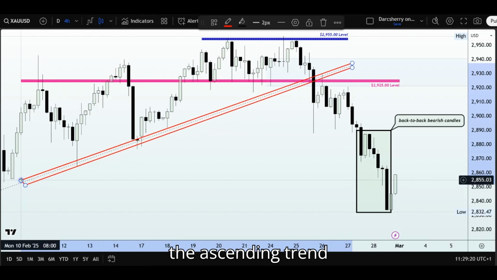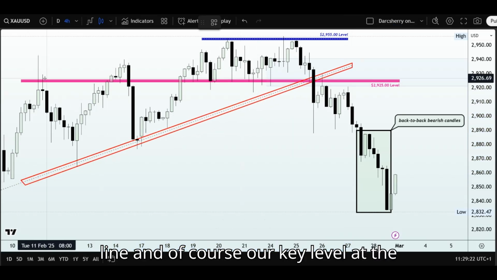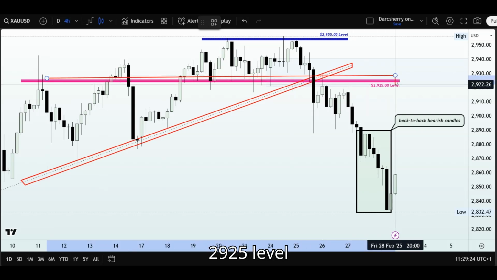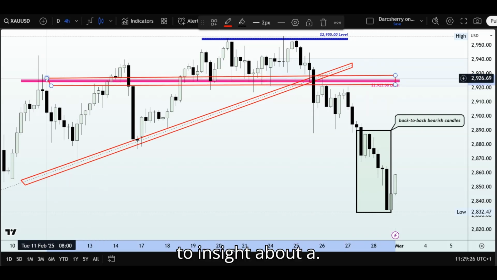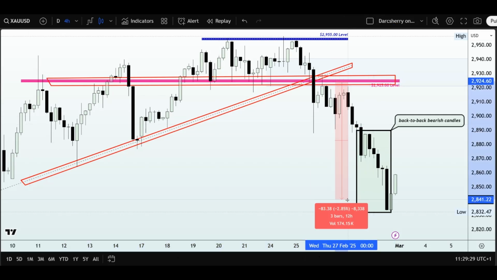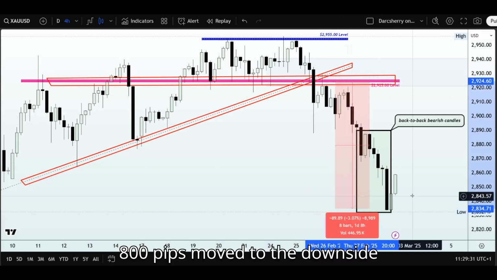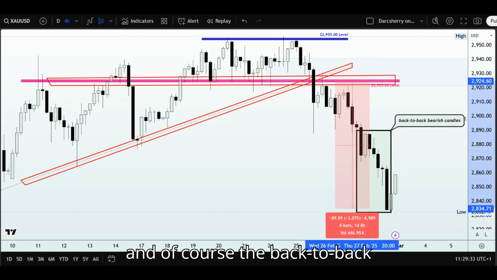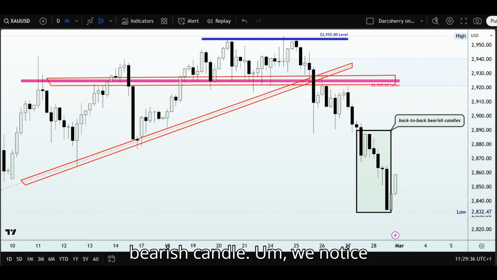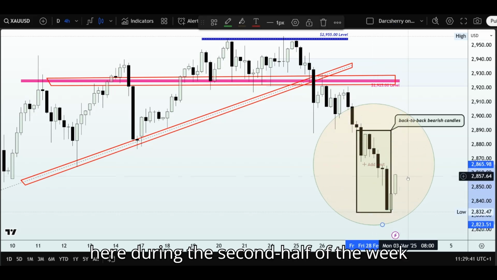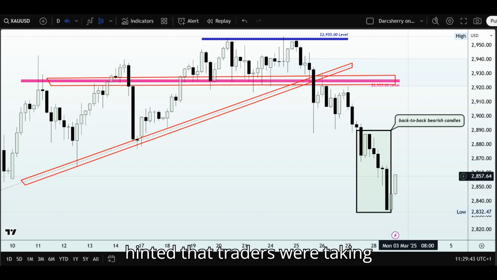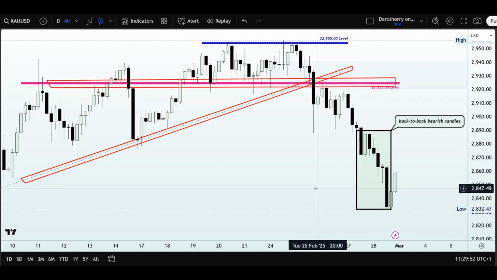ascending trend line and of course our key level at the 2925 level to ignite about an 800 pips move to the downside. And of course the back-to-back bearish candle we notice here during the second half of the week hinted that traders were taking profits and rebalancing their portfolios as the month of February came to an end.